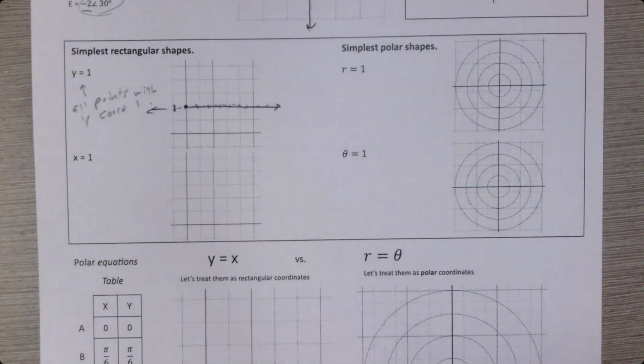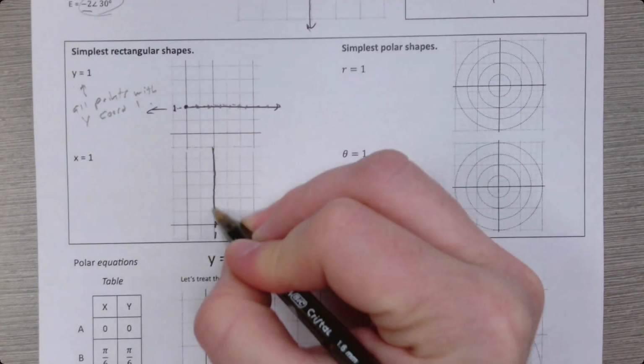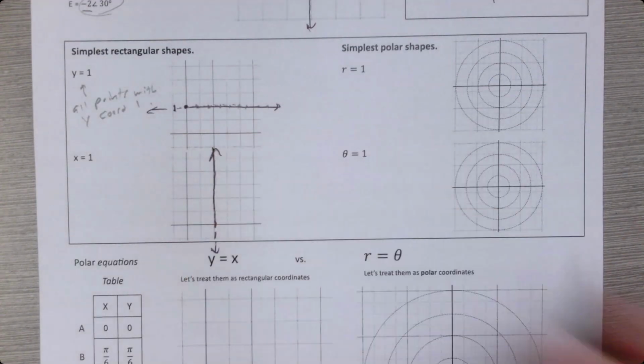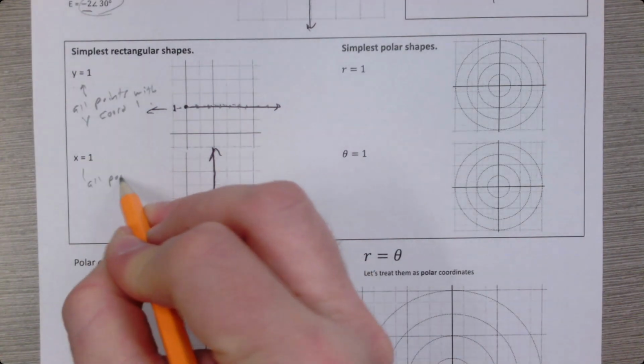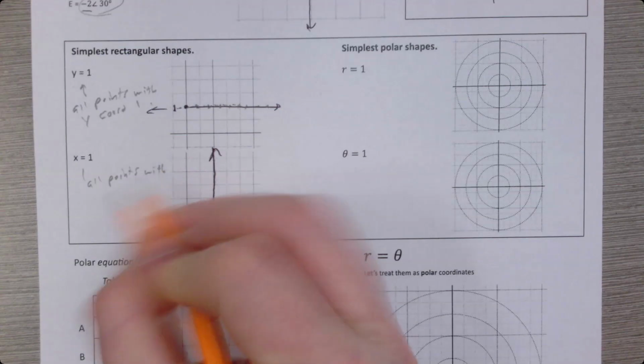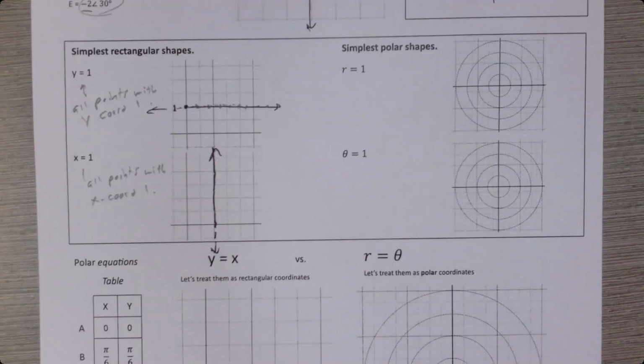Okay, so what about this graph? So let's put 1 down here. If x equals 1, that's just all the points with an x coordinate of 1. So it's a vertical line. So this is all points with x coordinate 1. All right, so as we're going to start, in a second, we'll look at y equals x and the polar equivalent, r equals theta.